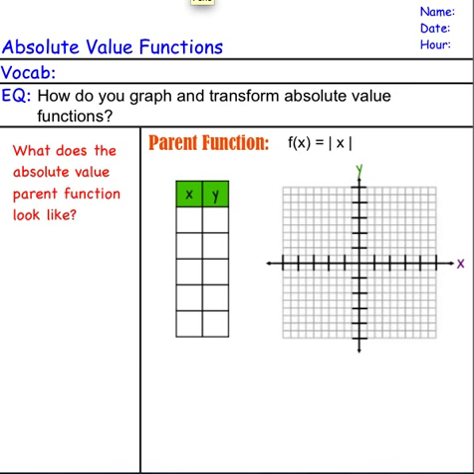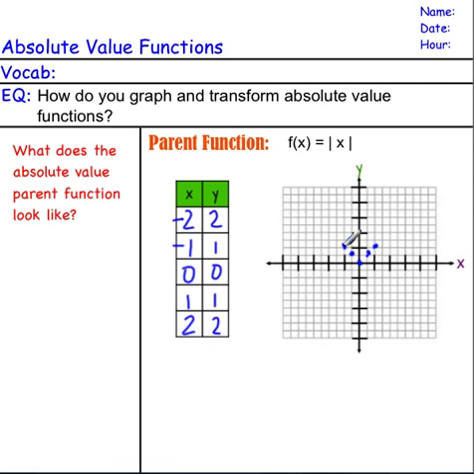And remembering that when we talk about f of x, when we pick our x values, we're going to use -2, -1, 0, 1, and 2. And if you recall, absolute value is always positive, so my y values are 2, 1, 0, 1, 2. So if we go ahead and graph this, we have (0, 0), (1, 1), (2, 2), (-1, 1), and (-2, 2).